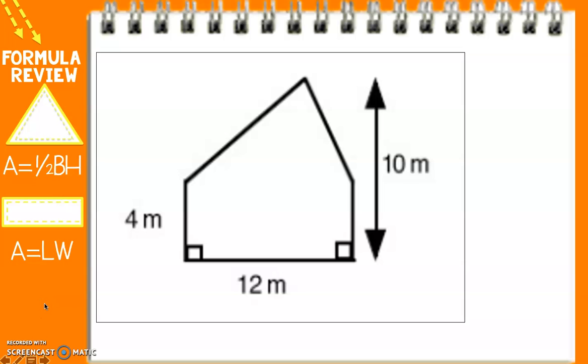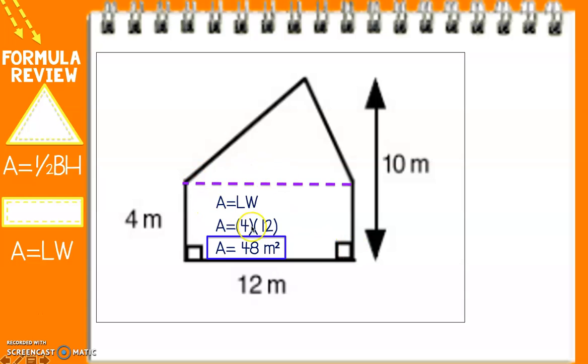Now let's take a look at one that has a triangle in it. Okay, same thing. It's two shapes that are composed together, and all we have to do is decompose them into individual shapes. So I can do that by drawing a line right here. Now I have a triangle on the top, and I have a rectangle on the bottom. So let's take a look at my rectangle. I'm going to use area equals length times width. The length is 12 and the width is 4. So I'm going to substitute those values and I get 4 times 12, which gives me 48 meters squared for just this rectangular piece.